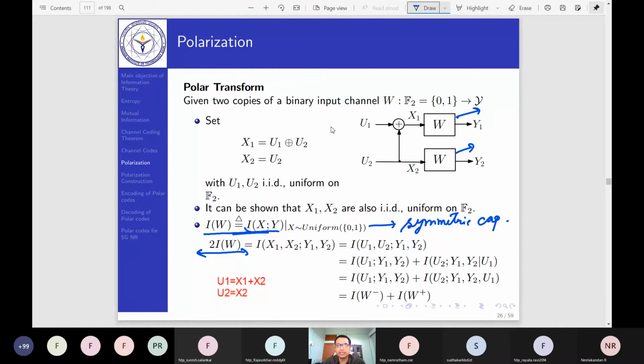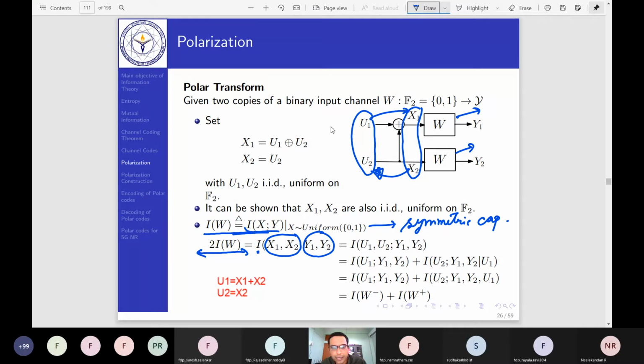Okay, and the capacity is nothing but what? The mutual information value between input and output when the input distribution is uniform. Because for a symmetric channel, the mutual information becomes the capacity when the input distribution is uniform. Okay, and here, see, if we move from this point to this point, there is no information lost. The information loss is 0.